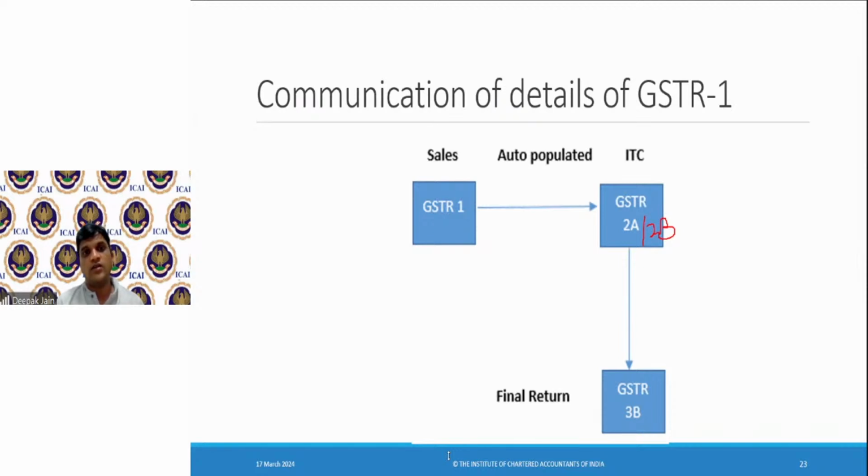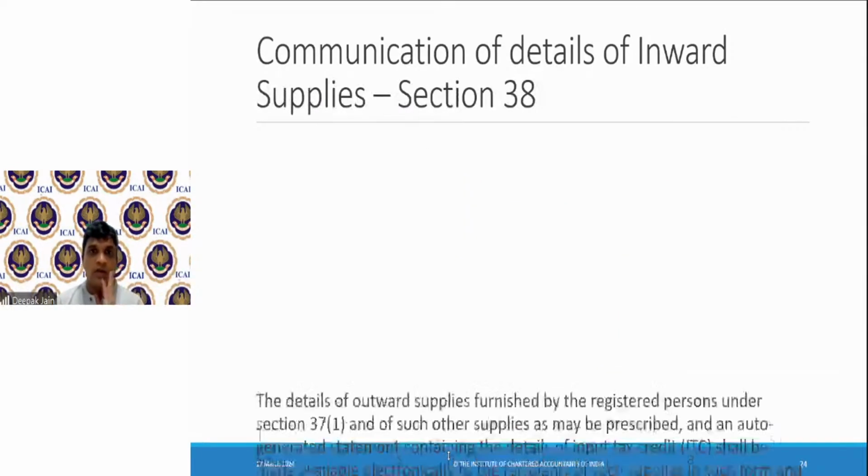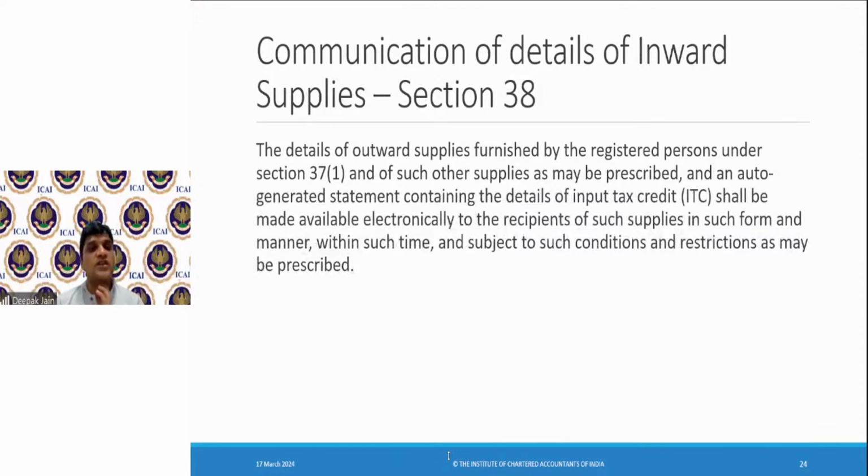Then output minus input will be your final GSTR-3B return. When he files GSTR-1, it will come to me as my 2A or 2B. I will see my output supplies, claim credit as per 2A and 2B, and file the final return in GSTR-3B. This is the overall flow. Now, what details come to me in this inward supply is section 38.